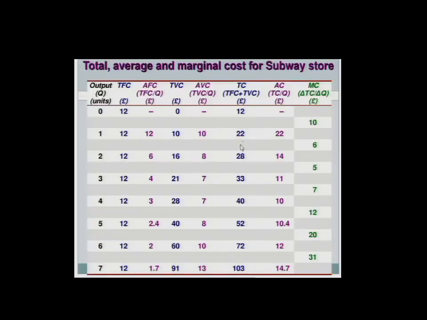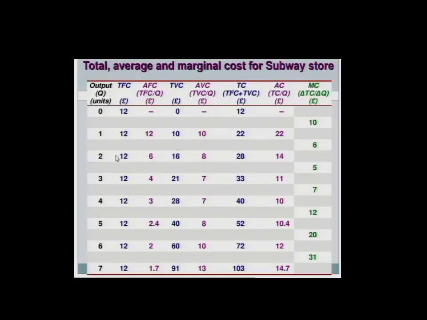Now, total cost is increasing as we produce more and more output. It's the sum of total fixed cost and total variable cost. Average cost is the ratio of total cost and the output. Now, look at the behavior of the marginal cost here. When we produce the first unit, our total cost increased by 10 pounds. 22 minus 12 is a 10 pound increase from the original initial state.